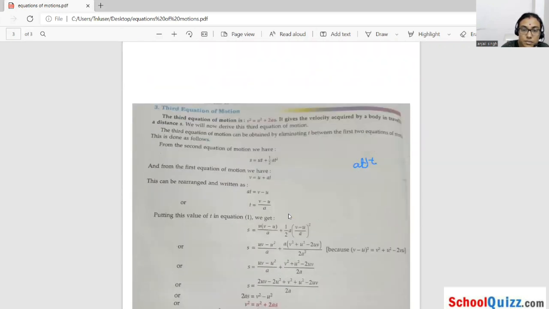Now, the third equation of motion. This is a really long derivation. This is a mix-up of the first equation as well as the second equation. Now you can see s is equal to ut plus half at square. This is the second equation of motion. This is the first equation of motion.